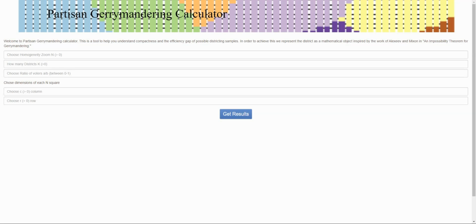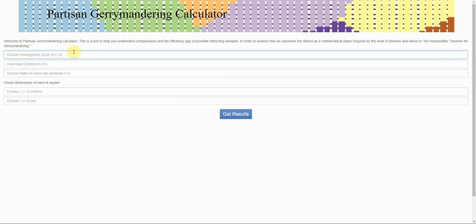We accomplish this by treating redistricting as a mathematical function that takes in as input n, how many little squares we'd like to split our bigger grid into, which represents level of resolution, k, the number of districts we'd like to create, and the ratio of voters. In this particular case, we're only considering two parties. And finally, we'd like to set how many voters we'd like to have in each n square.